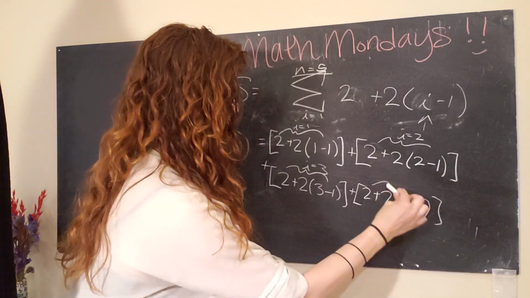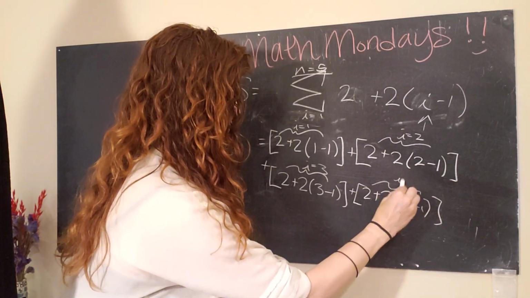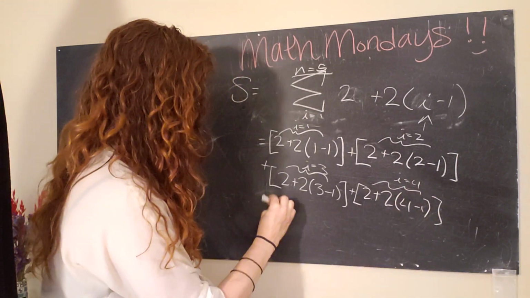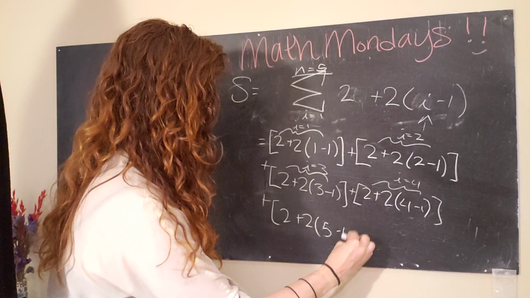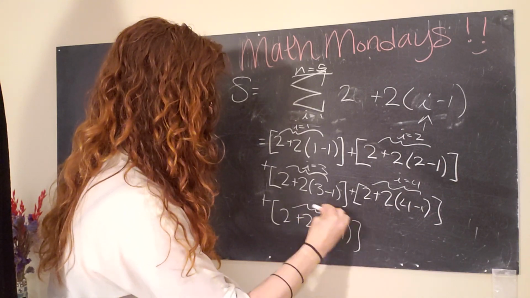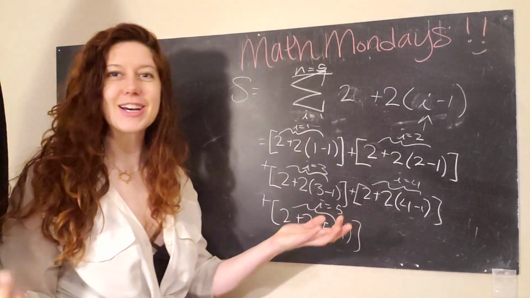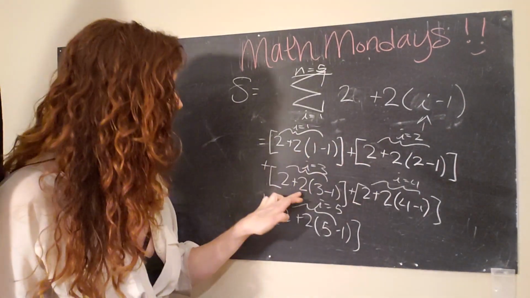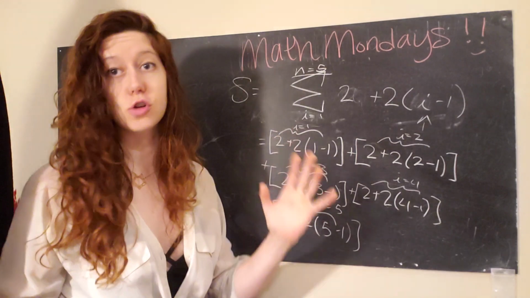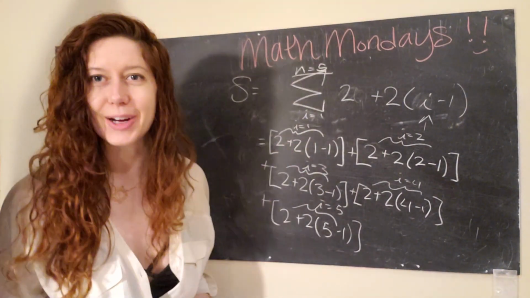Whoopsies, I'm getting my indices all messed up on my brackets. i equals 4. And the last term, 2 plus 2 times 5 minus 1. Oh yeah, i equals 5. Ta-da! That's not so bad, right? So you can see we have 1, 2, 3, 4, 5 terms, just like we expected here.